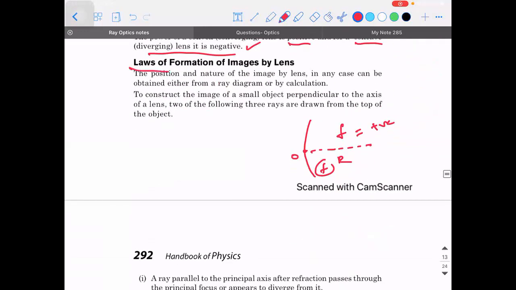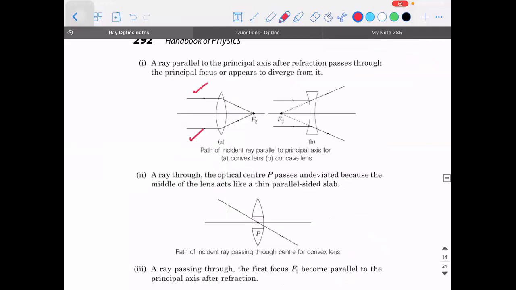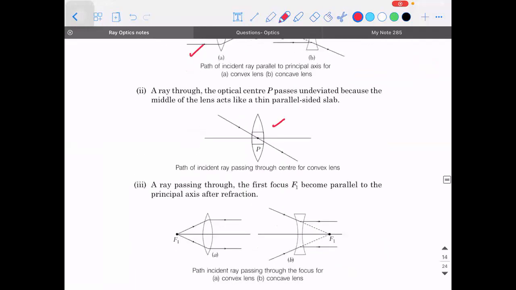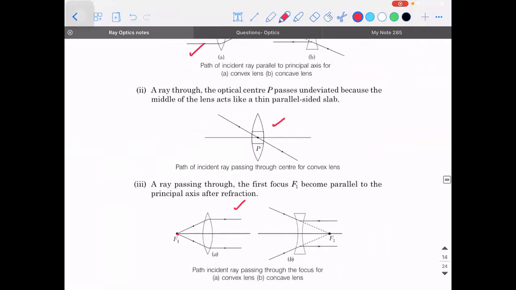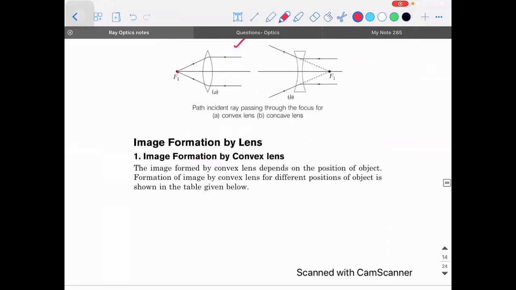So what are the rules to be followed for the formation of image? If you take rays parallel to the principal axis, they converge or appear to converge and meet at a particular point, which is the focus. Second, if the ray is passing through the optical center, it travels without any deviation. Third, if the object is placed at the focus, after refraction, it passes parallel to the principal axis. So these are all the 3 points, right?